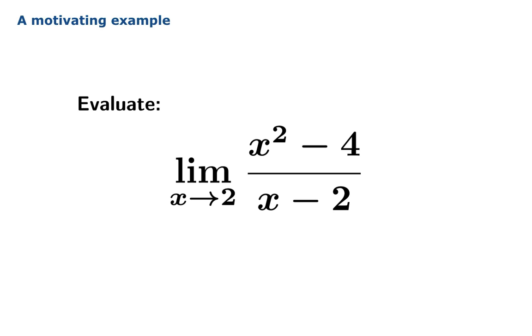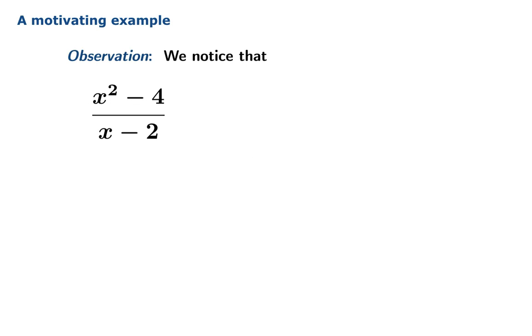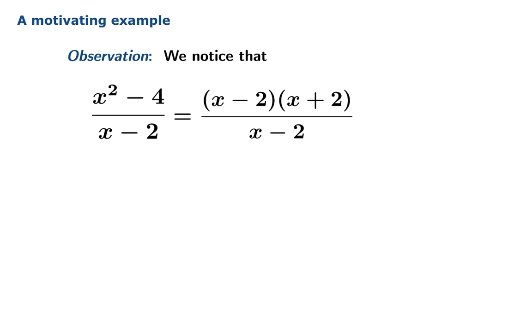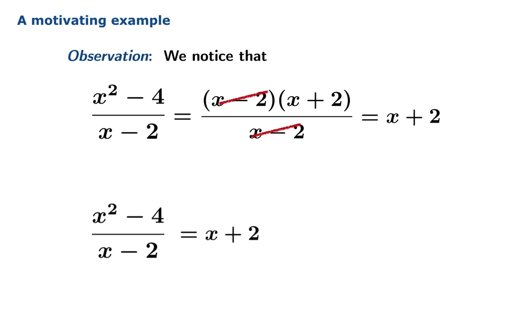Moreover, as x approaches 2, the numerator function also approaches 0, so we have a 0 over 0 indeterminate form. Based on the information we have at the moment, there's no way to evaluate this limit. We need to work at it a little more. And what we're going to do is use some algebra. So we'll notice that the numerator can be factored as the product of x minus 2 and x plus 2. We can cancel the factors of x minus 2 and get a simpler expression for the function.